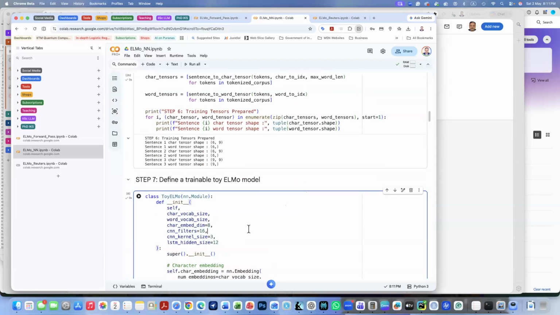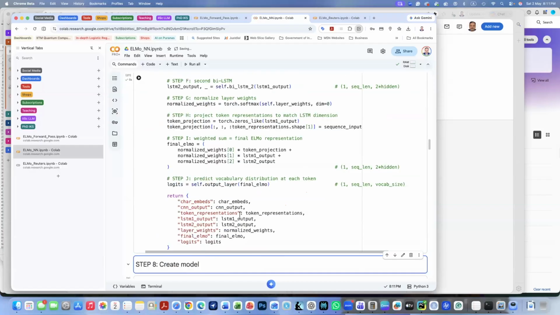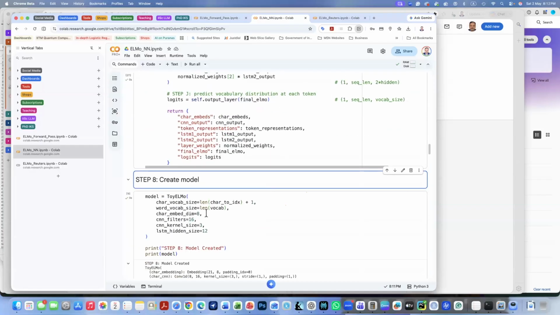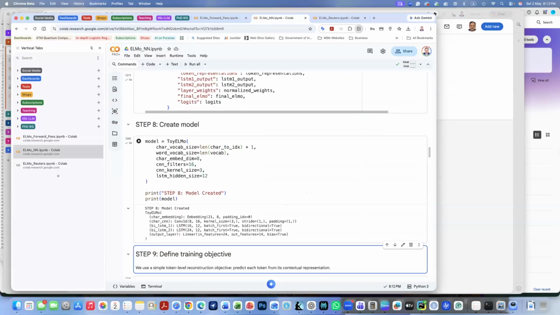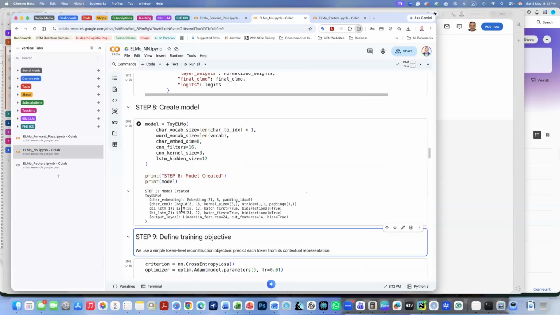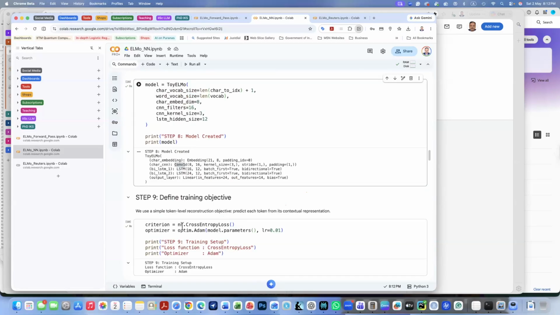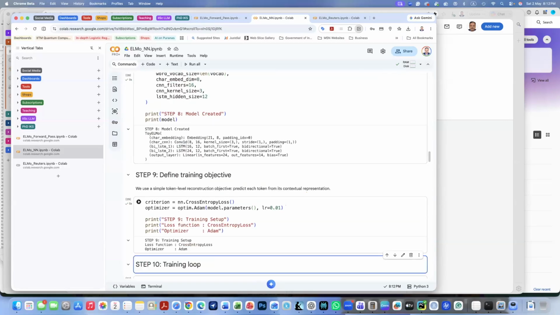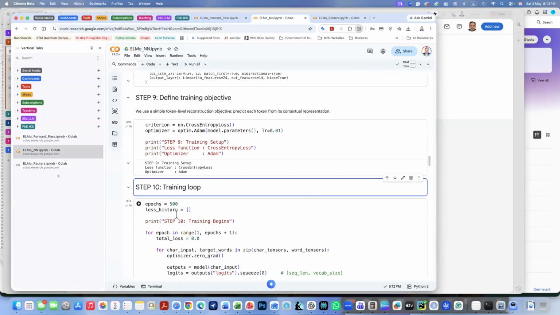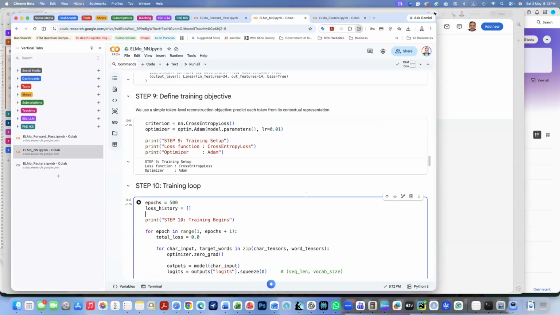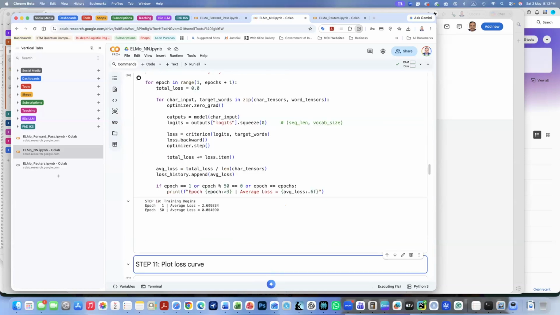Now I make the ELMo model same as before, and now I will create the model. The model is created. So we have a CNN followed by LSTM: convolution, LSTM, and then a linear output. And now this is just the training setup, the hyperparameters for training. And now I do the training. Okay, so it does the training.